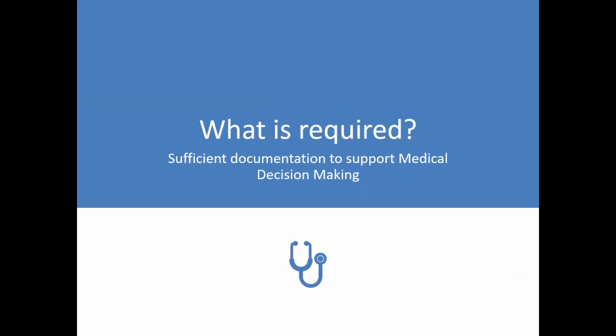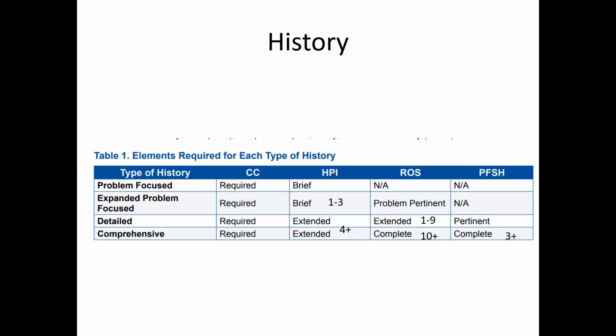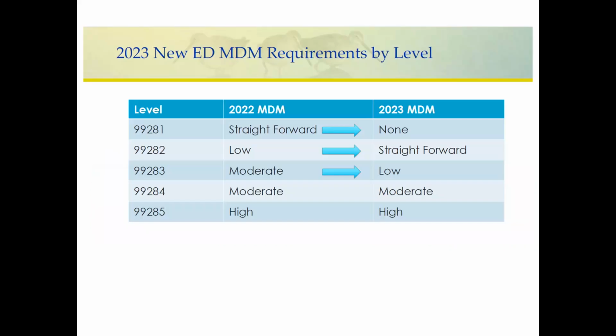According to the Evaluation and Management Service Guide, what is required is sufficient documentation to support your medical decision making. Previously, we needed to include 1 to 3 elements of an HPI for a level 3 exam, and for level 4s and 5s, which are your detailed and comprehensive, you needed 4 or more. Same with review of systems. It used to be the biggest reason charts were down-coded: for a level 5 complete examination, you needed 10 or more elements of a review of systems. We no longer have to subscribe to that.